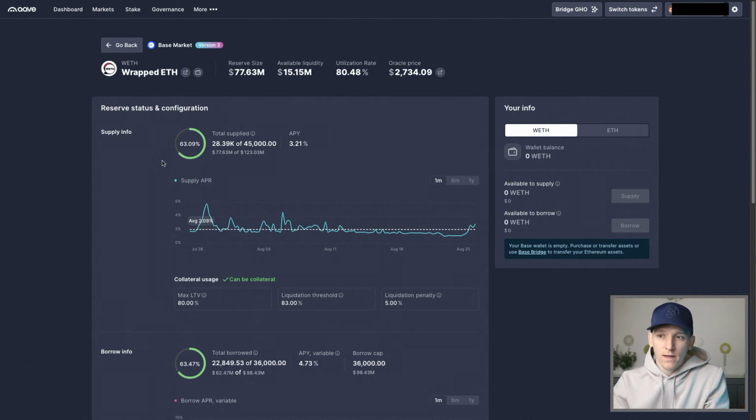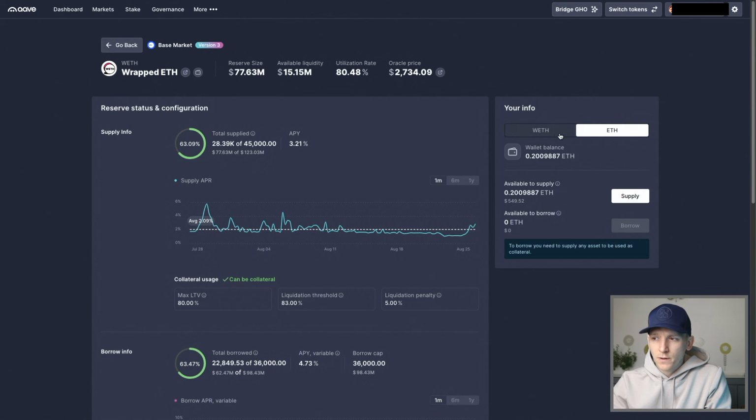And the same for everyone else as well. So over collateralized lending, we need ETH on there and then we can borrow ETH against that. So you've got wrapped ETH here. You can switch between wrapped ETH and ETH. It depends which one you want.